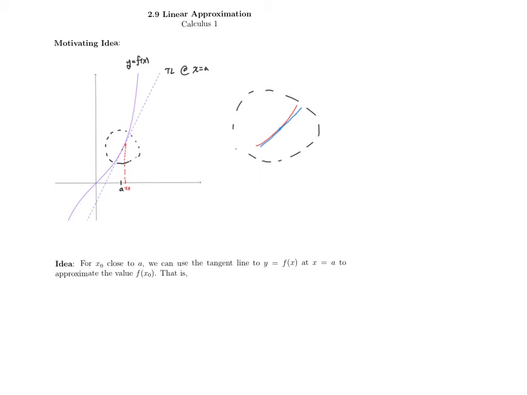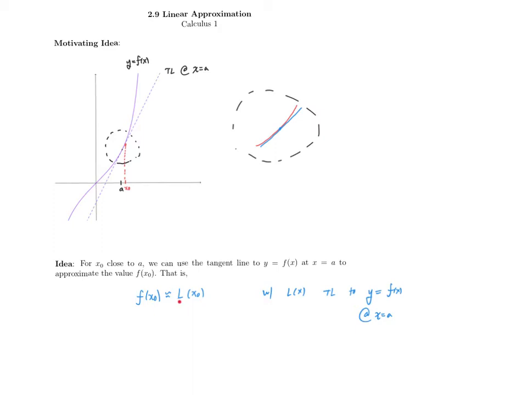For x naught close to a, we can use the tangent line to the curve f of x at x equals a to approximate the function value at x naught. That is to say, f of x naught, the function value that we might want to approximate, can be approximated by the tangent line. And note, all I'm going to do here is just give it a new name. I'm going to let L of x represent the tangent line to the curve y equals f of x at x equals a. And this is the entire idea behind linear approximation.